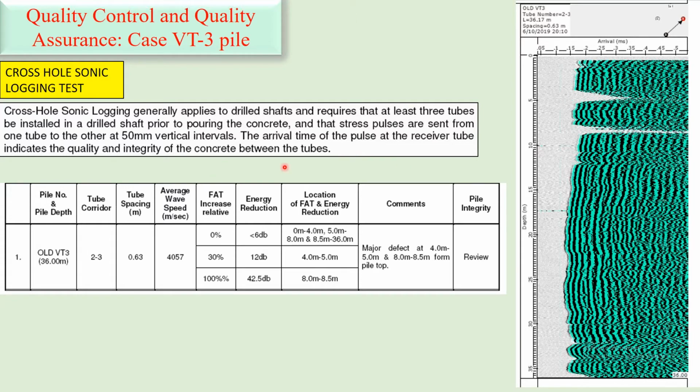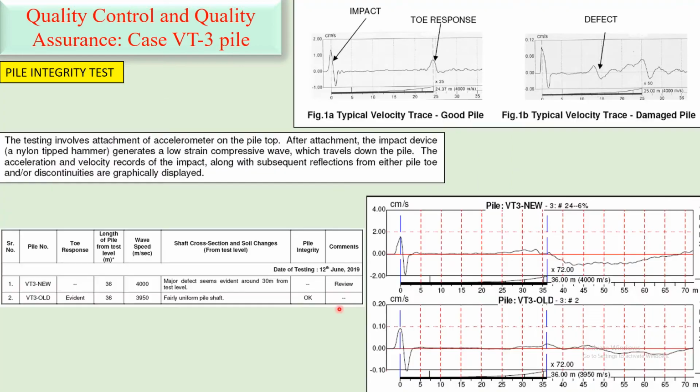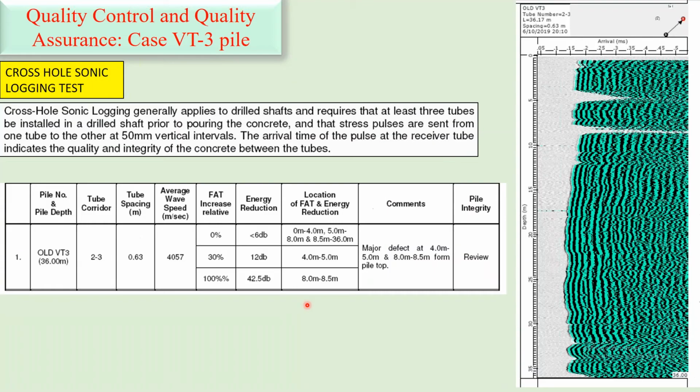Here you can see if it is a good pile, you will have a uniform section. There will be no such defects. This shows that a major defect is present at 4 meter, 5 meter, and then 8 to 8.5 meter in the VT3 pile. This is for the old VT3, where old VT3 was considered okay. So even with all these precautions, we are having this kind of problem in integrity.